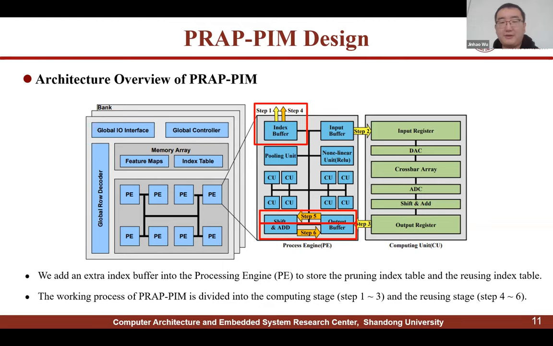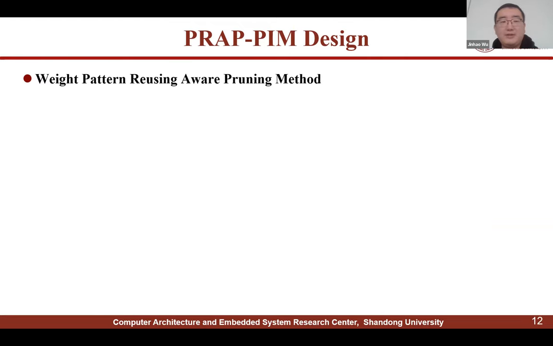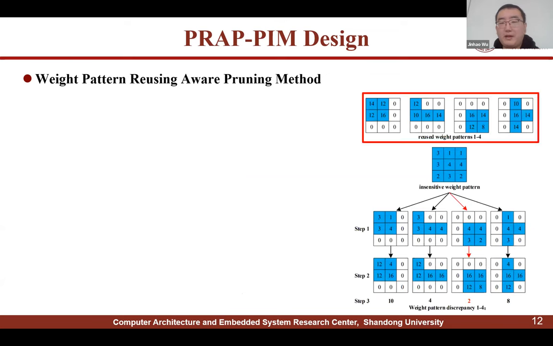Then I will introduce the weight pattern reusing and weight pruning method. Before the pruning process, we divide all of the weight patterns into two groups: the reused weight patterns, whose computation result can be reused, and the insensitive weight pattern group, whose weight values are relatively small and whose computation process can be skipped.